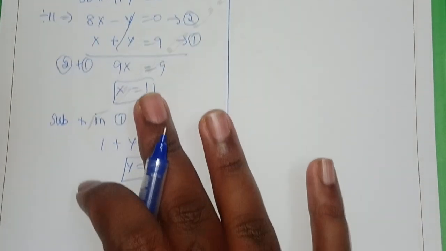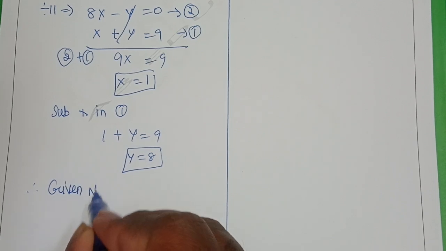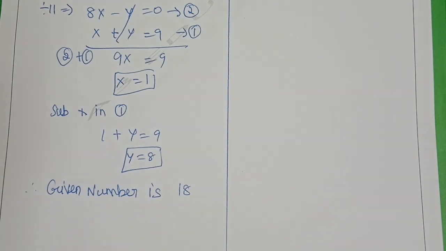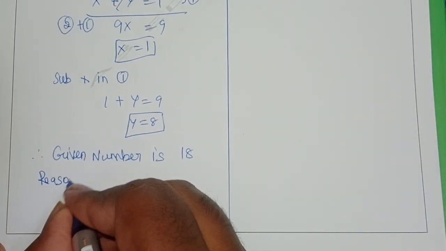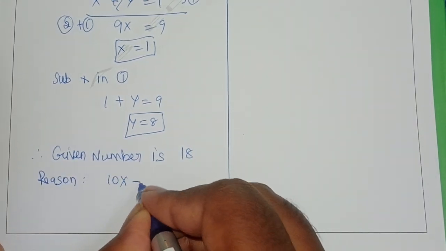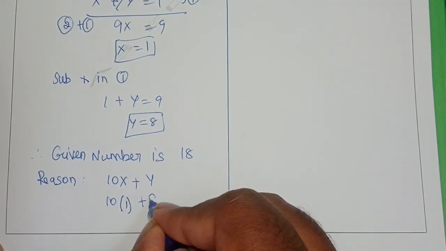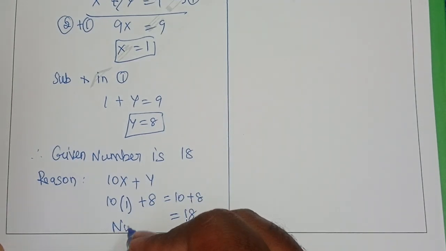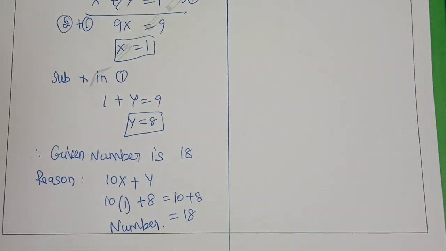Therefore the number is 18. The reason: the number is 10x plus y. 10 into the x value 1 plus 8, which is equal to 10 plus 8 equal to 18. Number equal to 18.